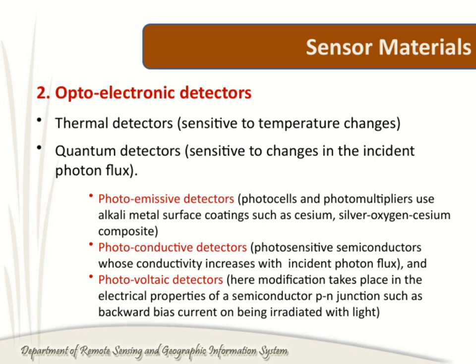Then there are photovoltaic detectors. These operate based on changes in the electrical properties of a semiconductor p-n junction. When light irradiates the junction, it causes a modification, similar to a backward bias current, allowing us to generate a voltage directly from the incident light.